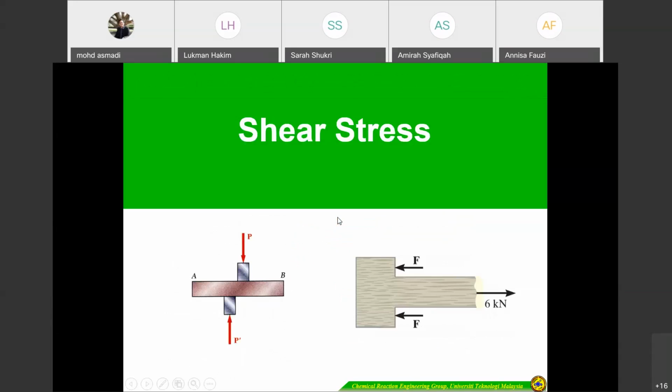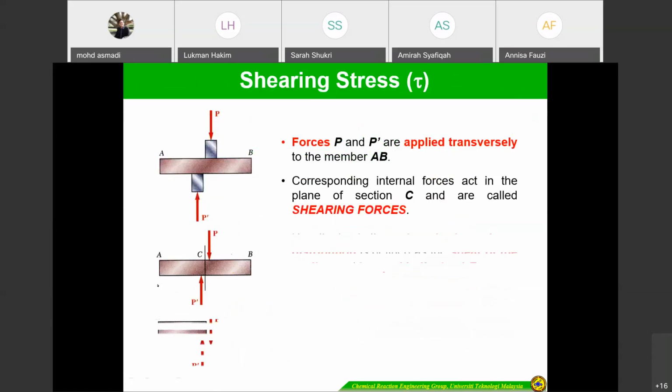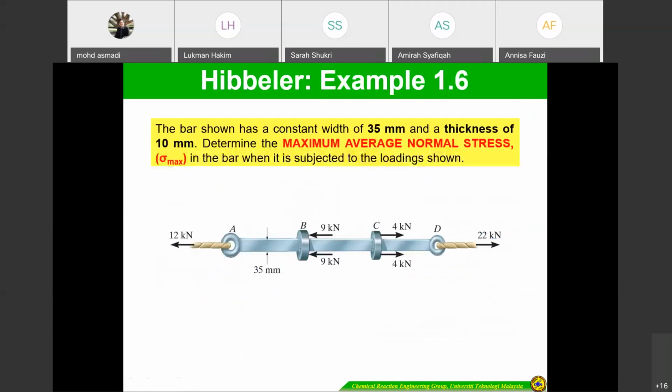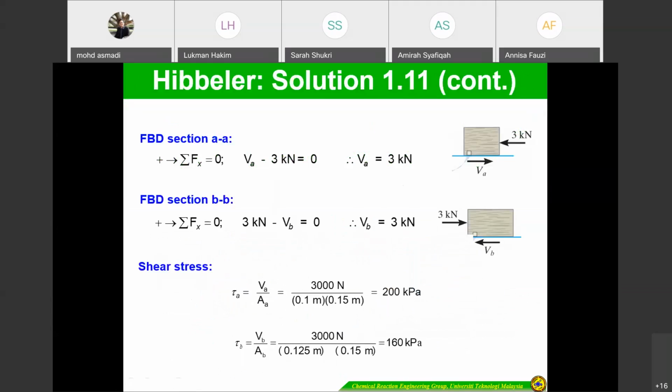If no questions, we move to the shear stress. So we have almost finished. This one is just an example. I think you can read it by yourself, so no need for me to explain.